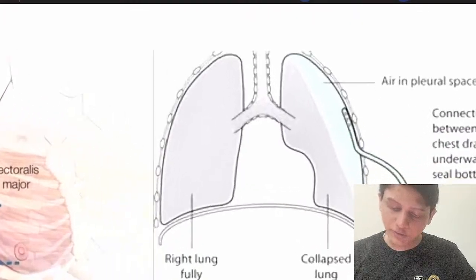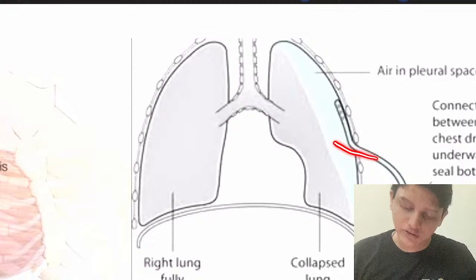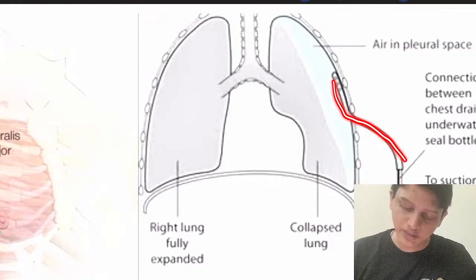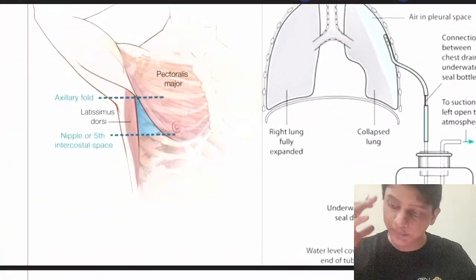Now, this is how you put the tube. Where to put the tube, they were asking. Into the fifth intercostal space. Into the fifth intercostal space, they put a chest tube like this, and they connect it to a water seal drainage. This image should be imprinted in your mind.